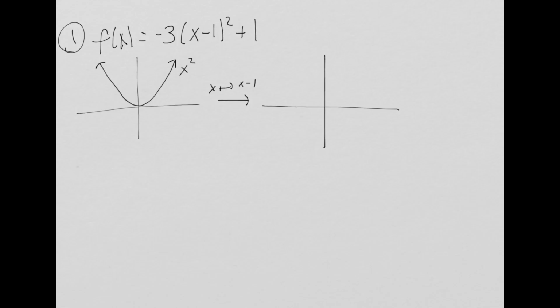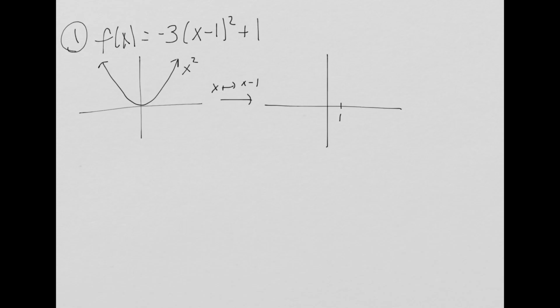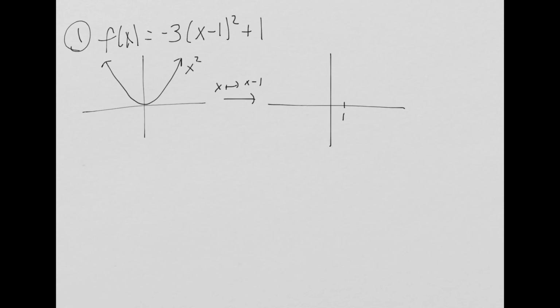So what does x minus 1 do? That shifts it horizontally. You would think that it should shift it to the left, but it doesn't. It goes right. So it takes my parabola, and it moves it 1 unit to the right. So this is the graph of (x minus 1) squared. So we're getting closer. We have the graph now of (x minus 1) squared.